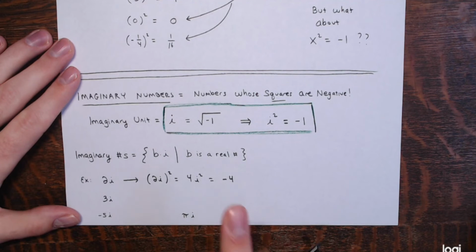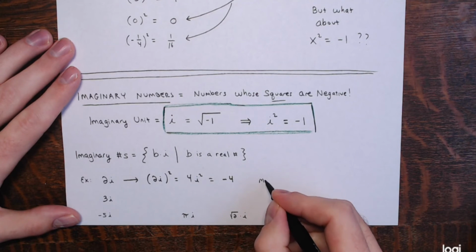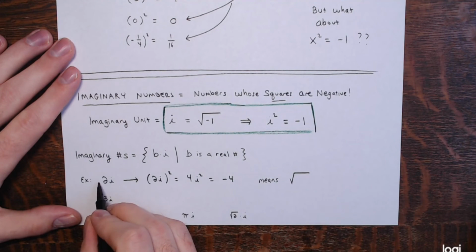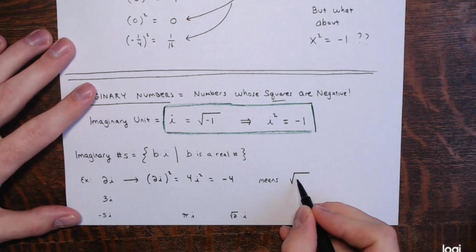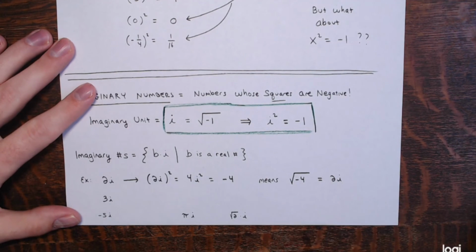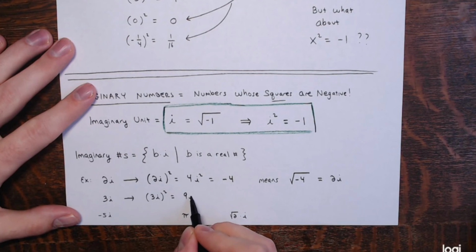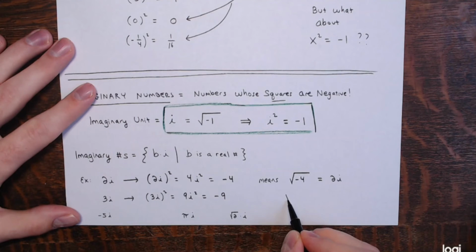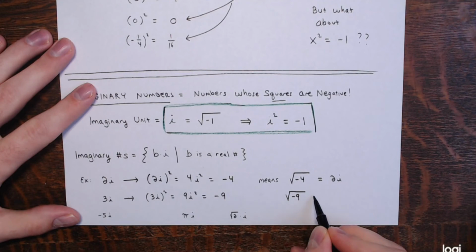That means that the square root, the principal, because it's a positive, not a negative sign in front, the principal square root of -4 is 2i. Same thing for 3i. If I take 3i and square it, this is 9i squared, but i squared is -1, so this ends up being -9. So the principal square root of -9 is 3i.